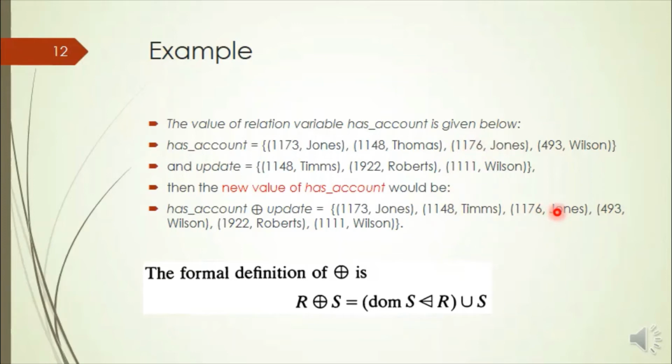And similarly 493 doesn't appear in update relation, and it would become the same ordered pair in your answer. And now there are two new accounts appearing in update relation. Both these ordered pairs would also be the part of your answer.